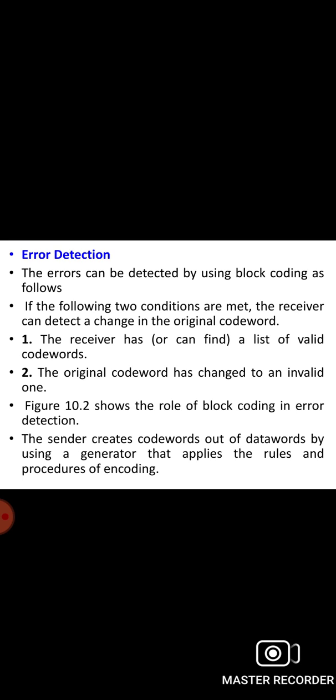Now let's move on to error detection. How can errors be detected by using block coding? If the following 2 conditions are met, the receiver can detect a change in the original code word. One is the receiver has a list of valid code words. The other is the original code word has changed into an invalid one. The sender creates code words out of data words by using a generator, which you can see in this diagram, that applies the rules and procedures of encoding.